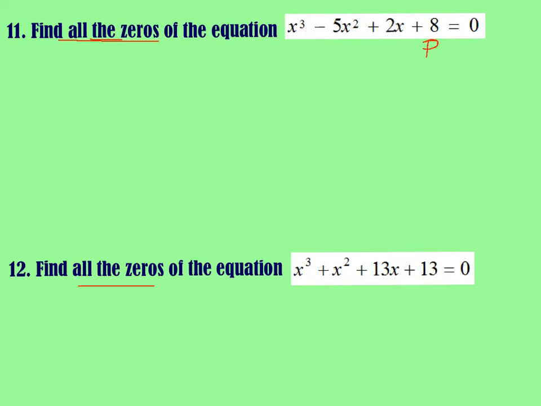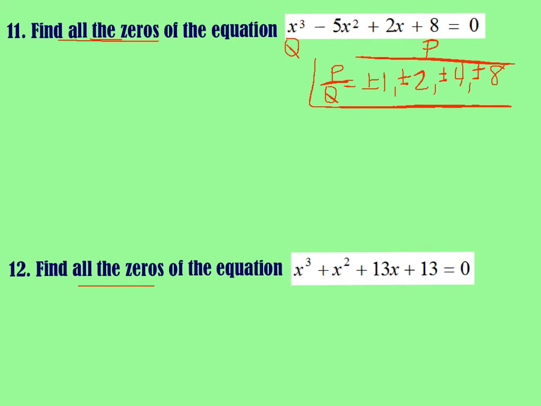So find your P, find your Q. Your possible roots, we have plus or minus 1, plus or minus 2, plus or minus 4, and plus or minus 8. That's because these are all factors of 8. 2 times 4 is 8, 1 times 8 is 8. These are all our P's. Our Q, though, is just 1, so dividing by 1 stays the same. So this is all of our P divided by Q's right here. So these are all the possible roots that we could use.